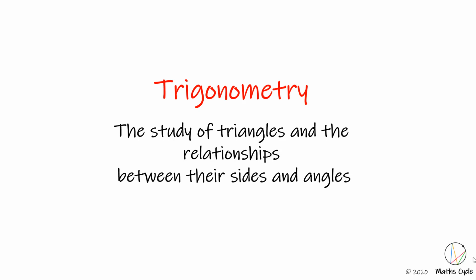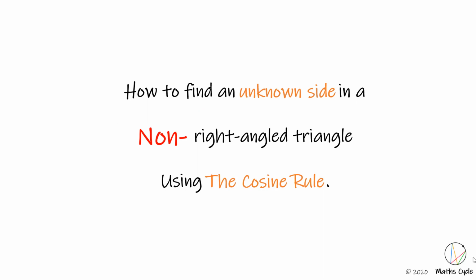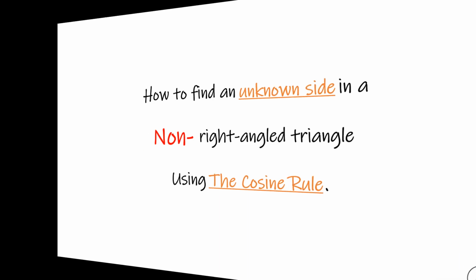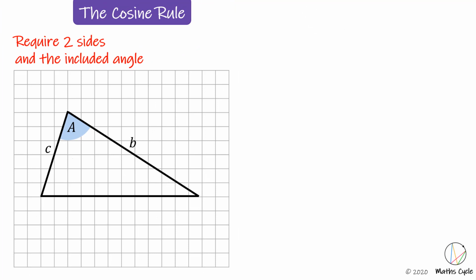Trigonometry, the study of triangles and the relationships between their sides and angles. In this video, we will look at how to find an unknown side in a non-right angle triangle using the cosine rule. What the cosine rule requires is the exact same as the area of a triangle.